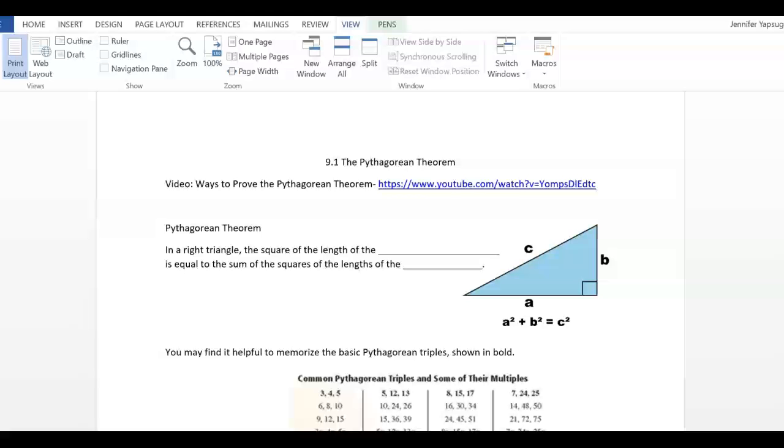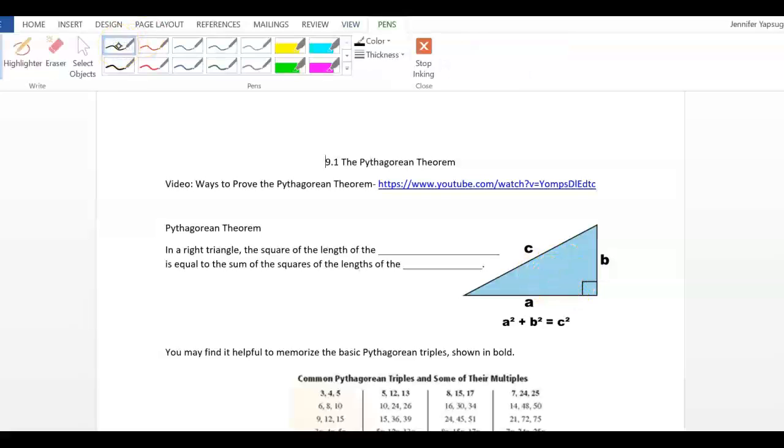What this theorem says is that in a right triangle, so you can see this blue triangle here on the right, the square of the length of the hypotenuse, which is talking about this long side here, this long side C, is equal to the sum of the squares of the lengths of the legs. So they're talking about the legs of the triangle. So side A and side B are called the legs.